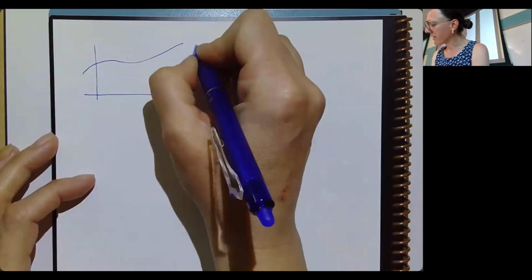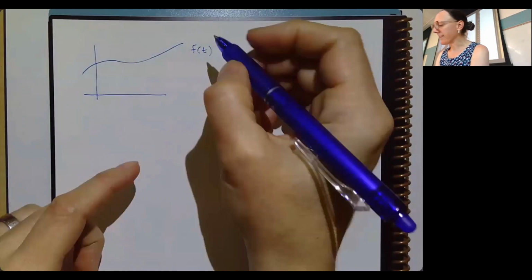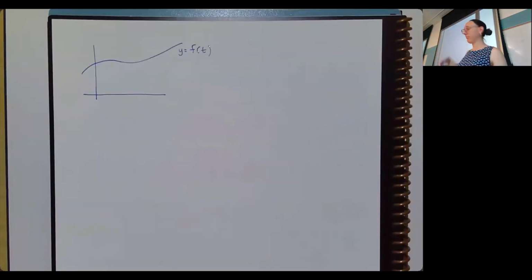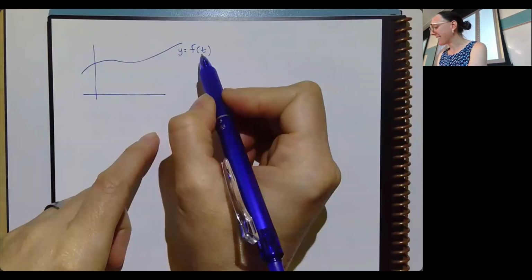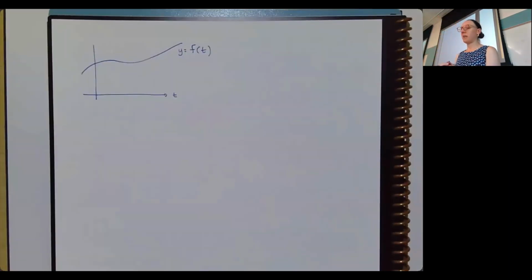Suppose that I have some function that I'm just going to call f of t. And I guess I can label it as y equals f of t. That's how I'm getting my height, is this function of time. And that means that this axis right here is the t axis. It's some function of time.